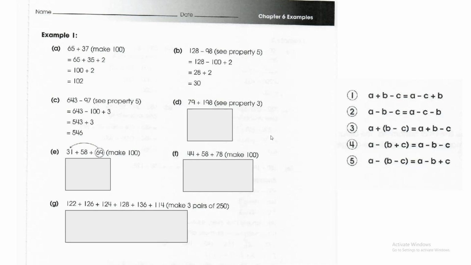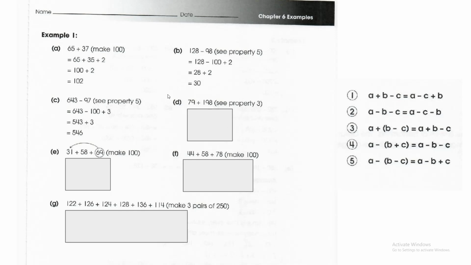On to D. We have property 3, which is the same as property 5, except with a flipped sign. So the only difference here is we're going to be picking our B and C values, but they're going to have different signs in front of them.